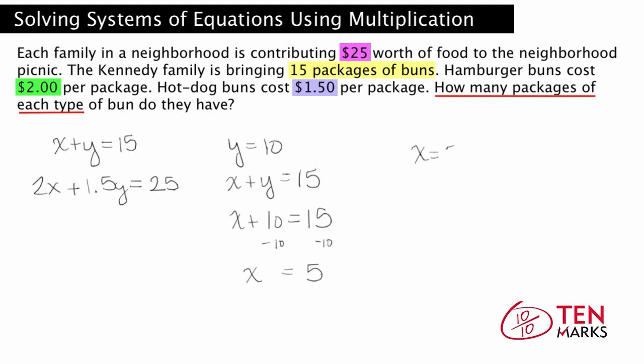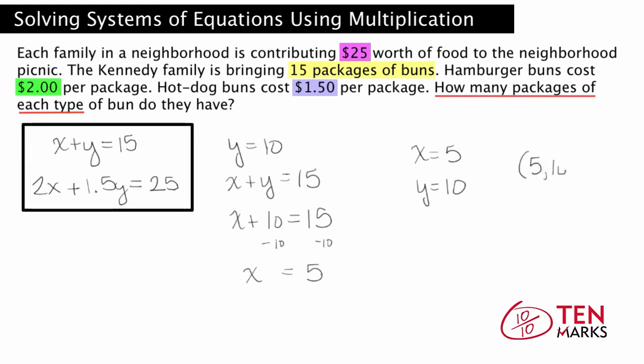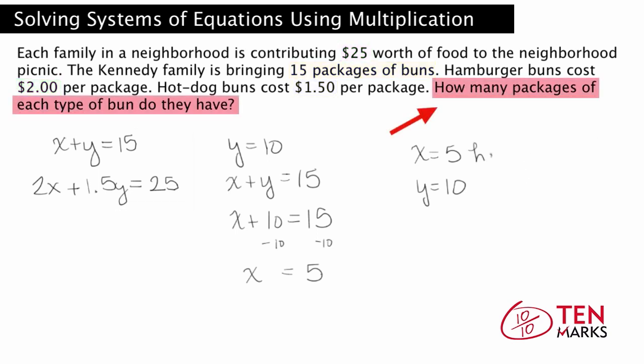Our two answers are x equals 5 and y equals 10. In fact, the point (5, 10) is where the two lines x plus y equals 15 and 2x plus 1.5y equals 25 intersect if you graph them. Our solution, though, has a different interpretation because it's based on that scenario. The Kennedy family bought 5 packages of hamburger buns and 10 packages of hot dog buns. And you did it. You solved a system of linear equations.